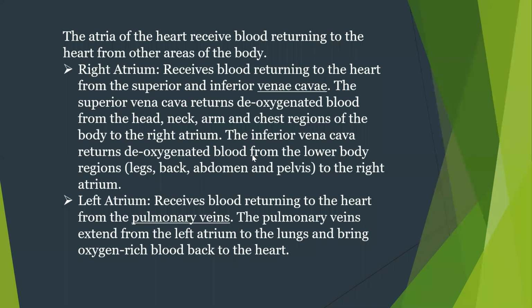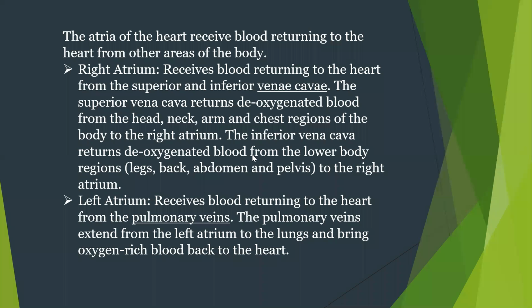Now the right atrium is filled with deoxygenated blood, and that deoxygenated blood will go to the right ventricle, from where it will go to the lungs through the pulmonary arteries for oxygenation. Okay, this is clear. Now next we have the left atrium.